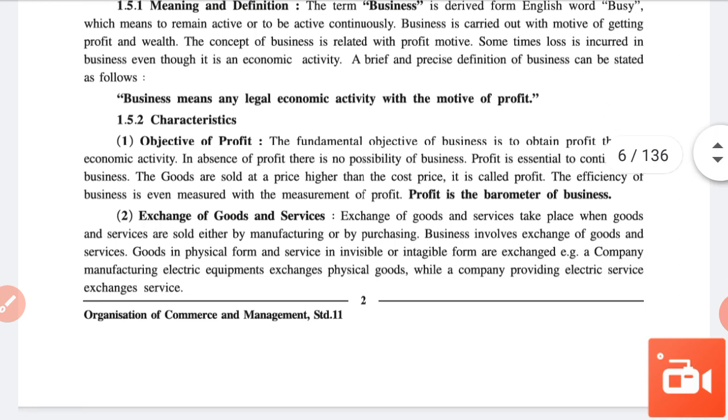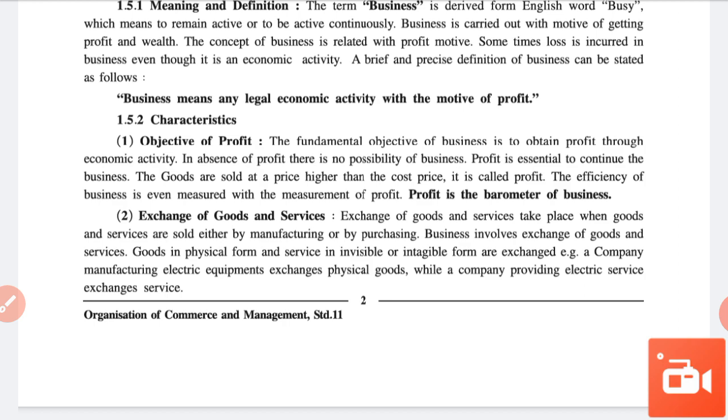Then the characteristics of business. The first one is the objective of profit. What is the objective of business? Profit. Profit motive is the important, fundamental, or main objective of business: to obtain profit through economic activity. In the absence of profit, there is no possibility of business. Obviously, if there is no profit, how can we run our business? We can't. So profit is essential for continuing a business.